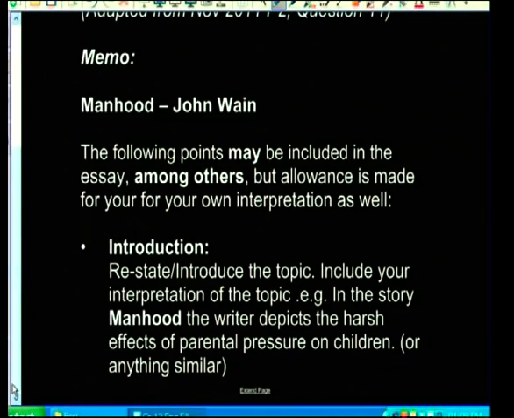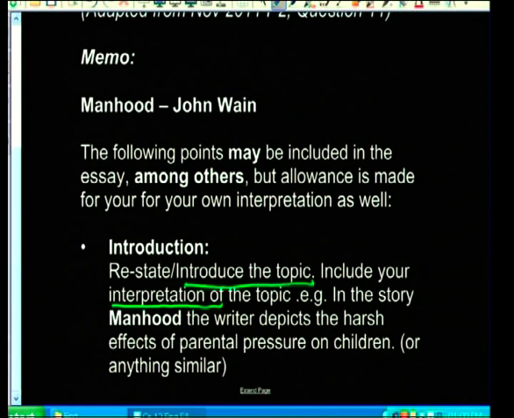All right, so let's look at it. The introduction. Restate or introduce the topic. So introduce the topic, very, very briefly, please. This is only an introduction. You do not write the entire essay in your introduction. And remember to have different paragraphs. Your introduction should be precise. It should relate to the topic. Include your interpretation of the topic.